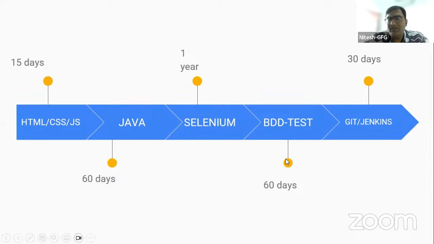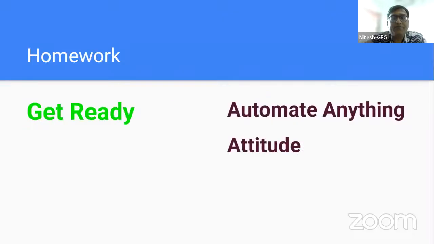BDD Cucumber testing, 60 days around. Git and Jenkins, if you do proper practice, takes around 30 days. So this is the basic structure. Our course structure is 10 to 11 weeks max. But this picture is important to understand: this is my goal as an aspirant, as a student of testing, to learn the things systematically one by one.